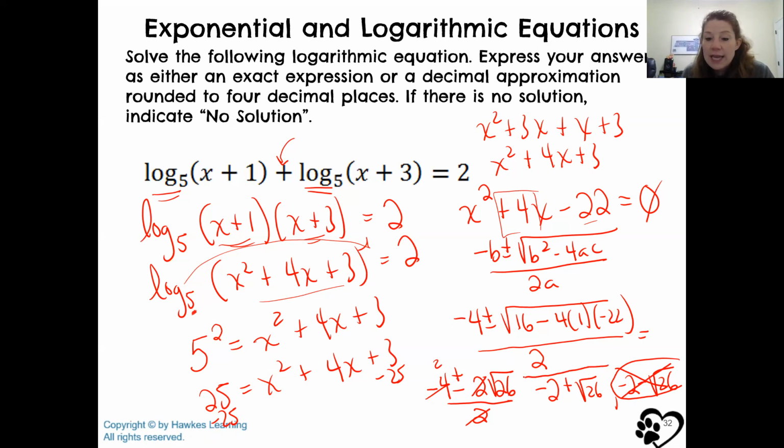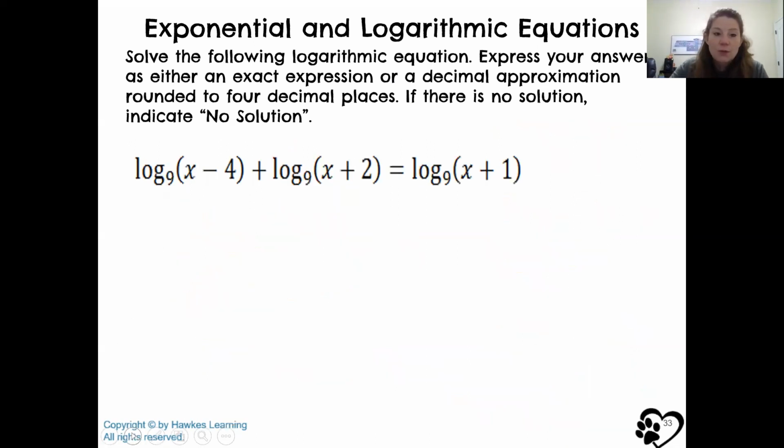So the only answer is this, and it told us we can have an exact answer. So this is absolutely fine. If I need to put that in decimal form, my calculator will do that for me, and it'll be like 3.099. Okay? Whew, it's a lot of work. All right, I think one more and we're done, you guys. One more and we're done.